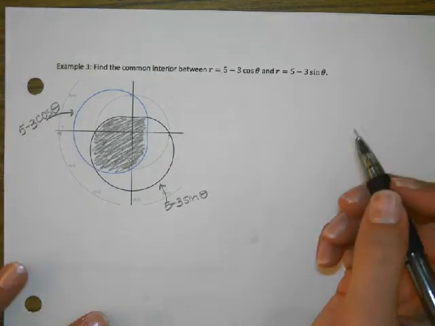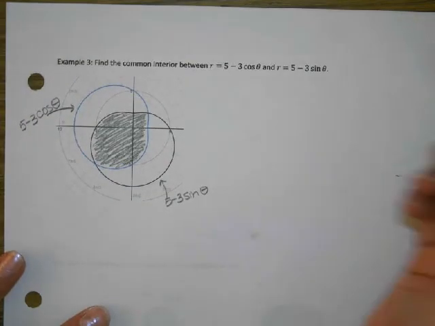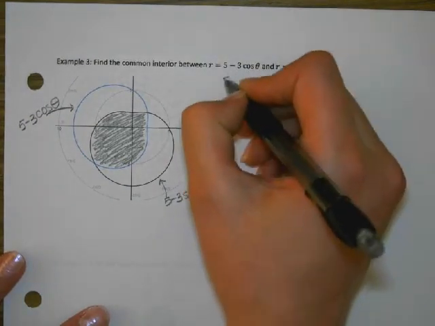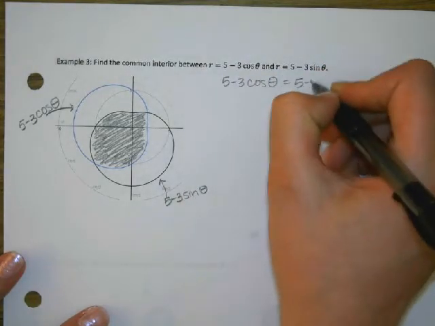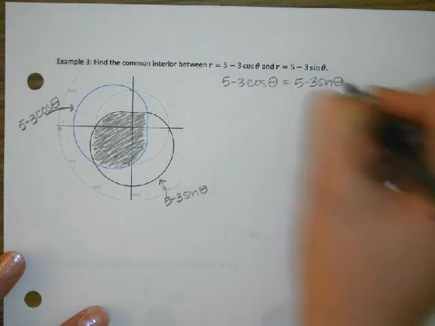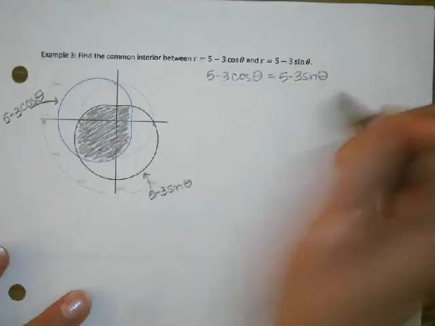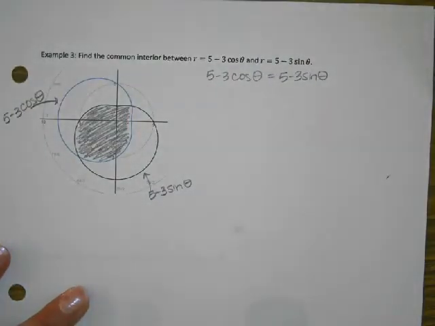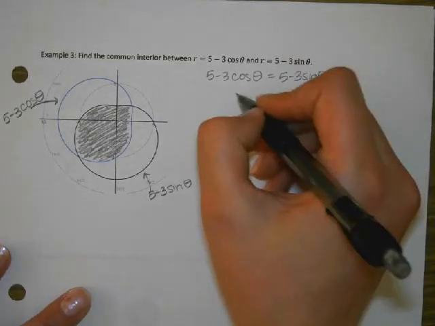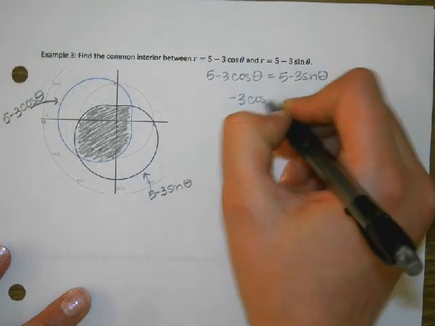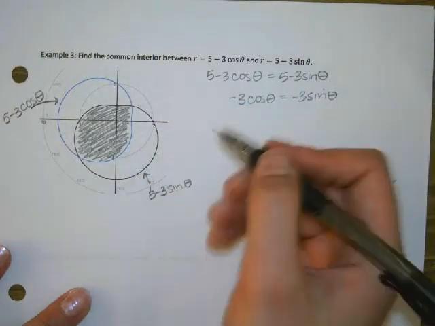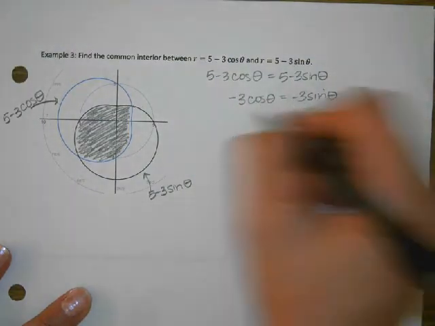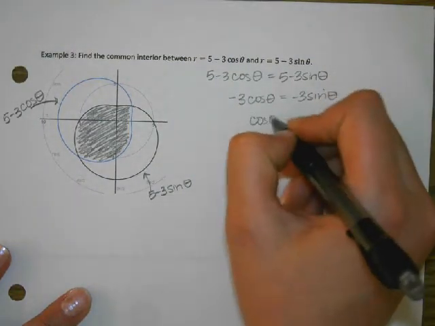Okay, so I'm going to do the same thing I've done before. I'm going to find the intersection between the two. And I can go ahead and subtract the 5. Yes, subtract the 5 on each side. Because cosine equals sine. And you can kind of tell from the picture usually. Divide by -3 on each side.